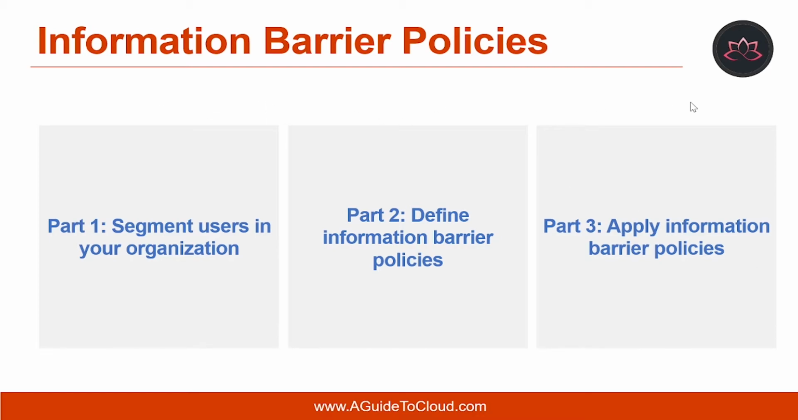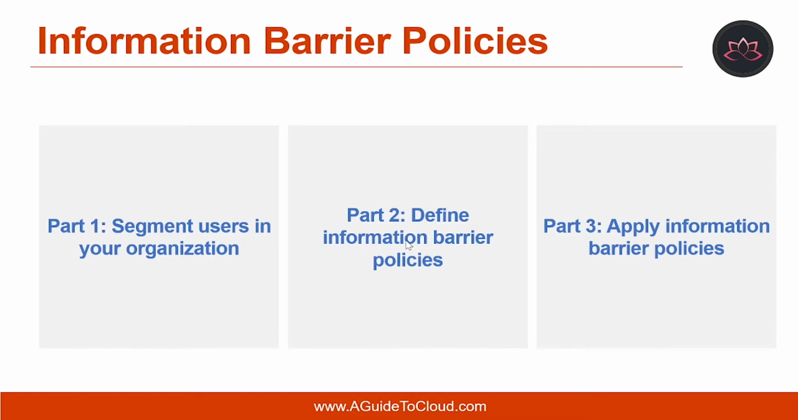So let's look at the information barrier workflow. In the first phase, this is where you can segment users in your organization. So what are the activities involved here? This includes determining what policies are needed. You need to make a list of segments to define, identify which attributes to use, and define segments in terms of policy filters. Second part is where you would have to define information barrier policies.